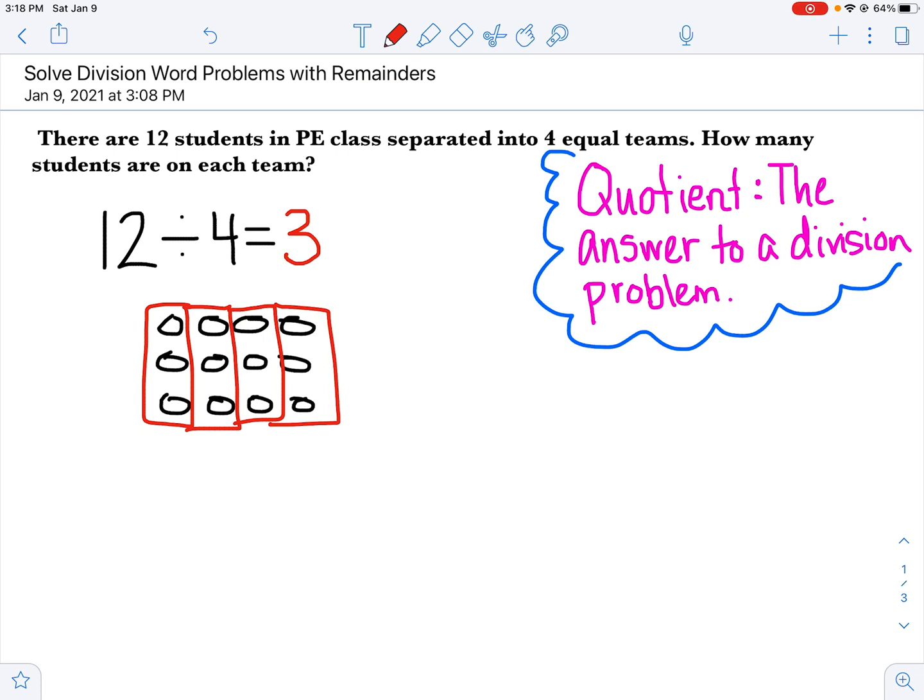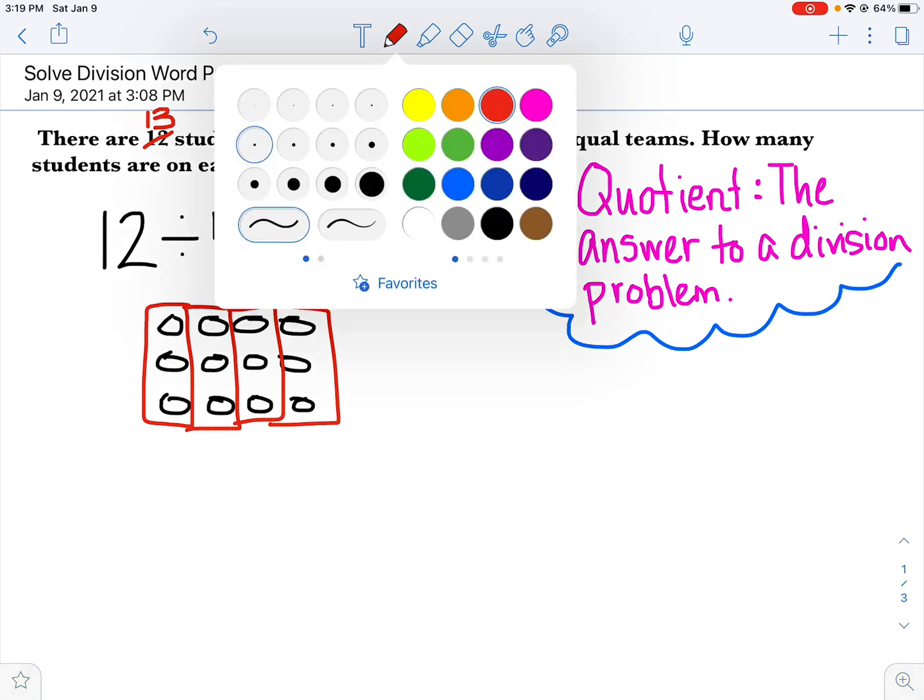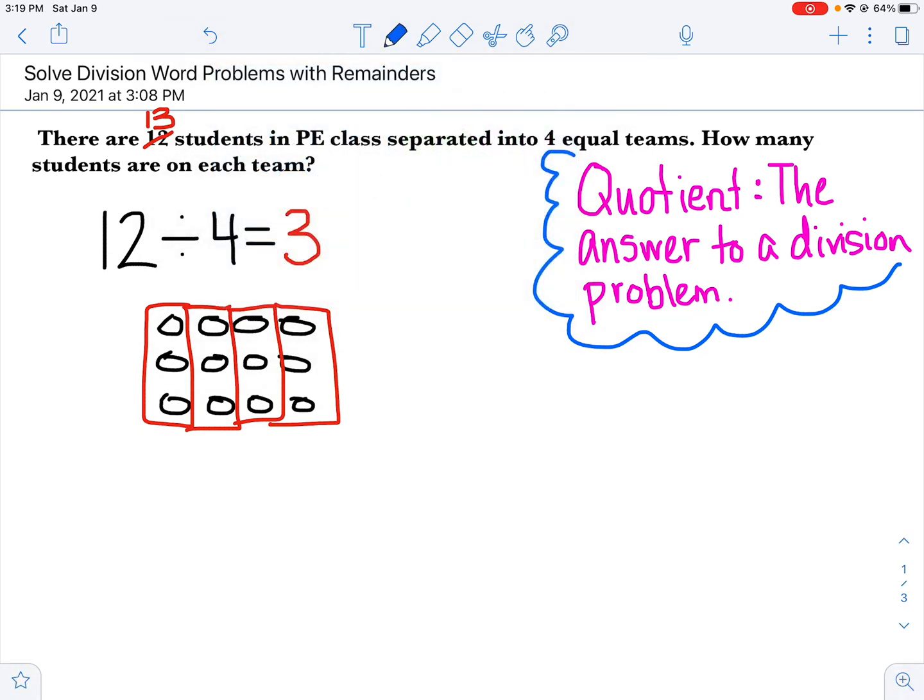Well, what if we had a new student? We've had lots of new students join us this year, right? So what if a new student joined? Now we have 13 students in our PE class who are going to be separated into 4 equal teams. So I'm just going to adjust my picture a little bit and I'm going to make it so that I have 13 students. Well, it doesn't work out so well with 13 students, does it?